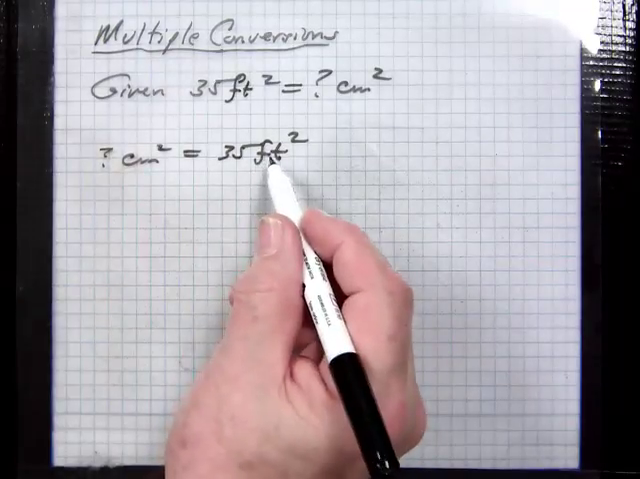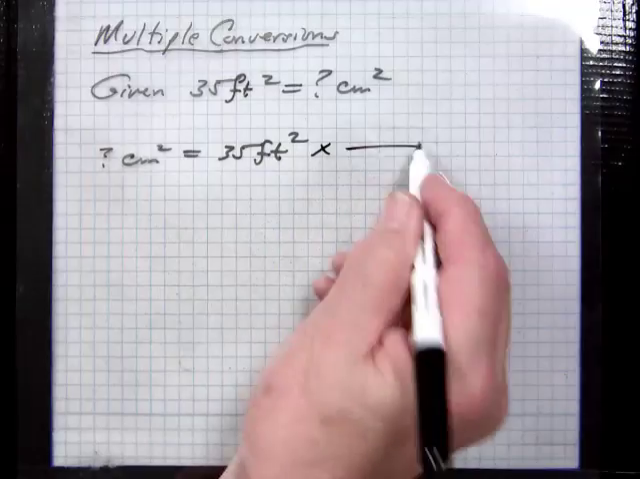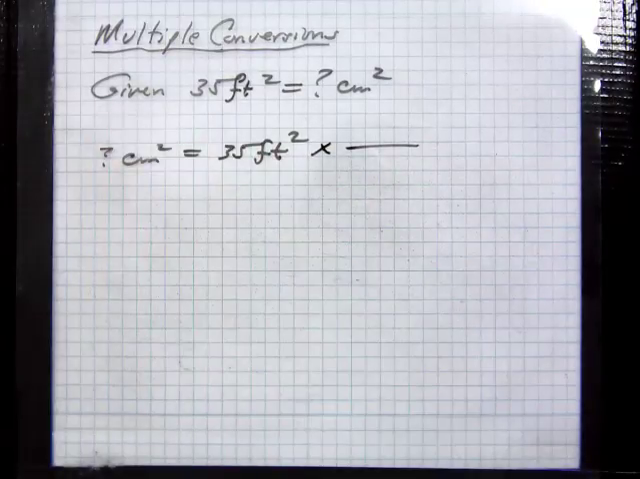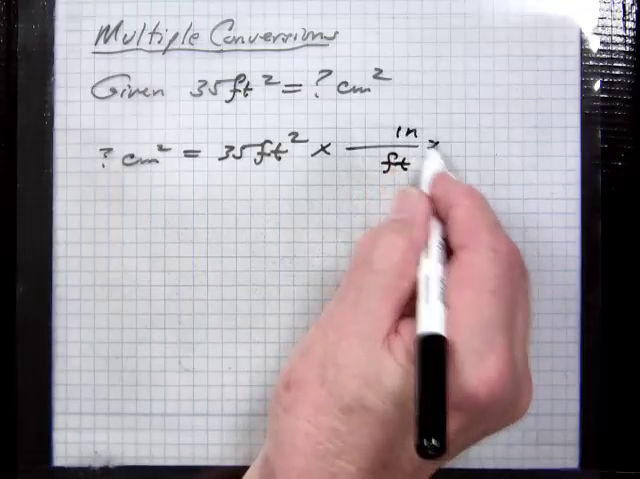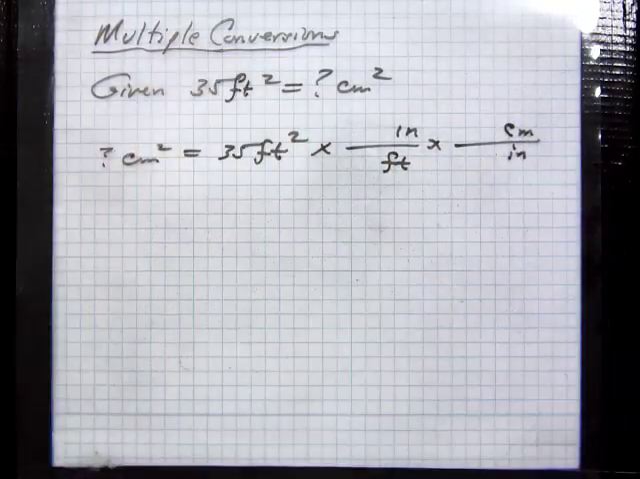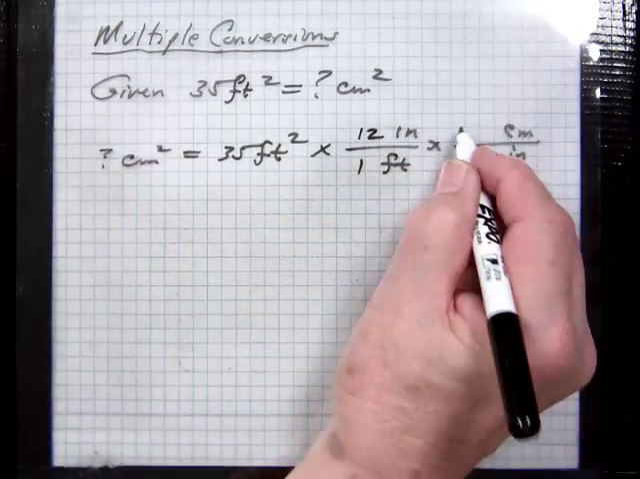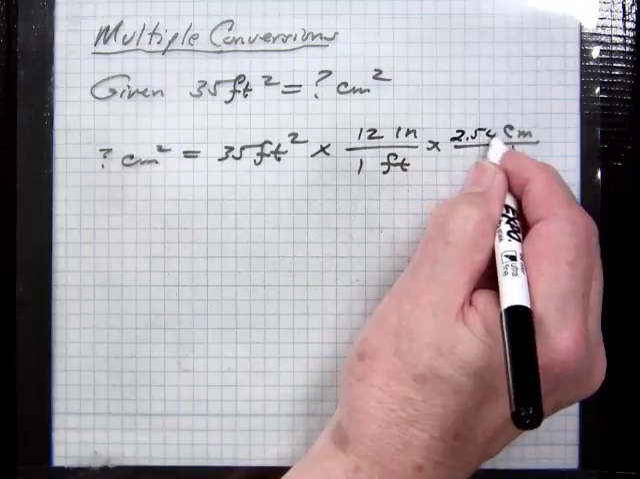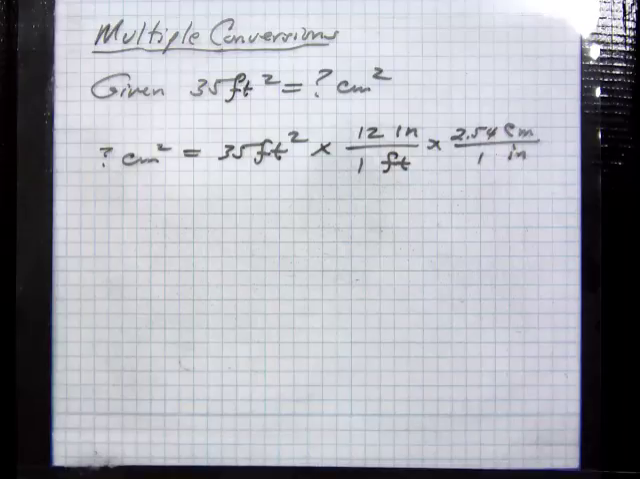Now, ignore the power up here for the moment and go through the simple conversion. We want to get rid of feet, and we go to inches, and then inches into centimeters. And then put in your numbers. 12 inches in a foot, and 2.54 centimeters in 1 inch. So jot that down if you make a note of it. I'll give you a second.